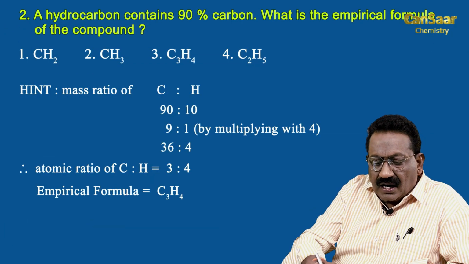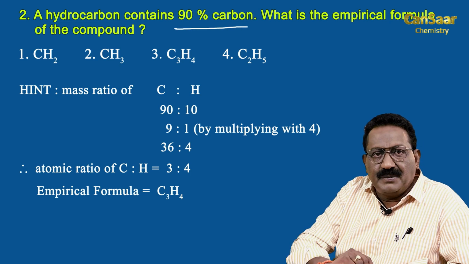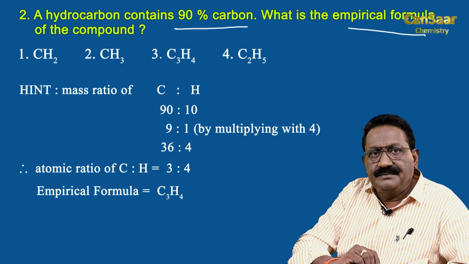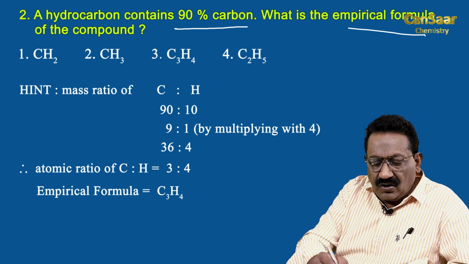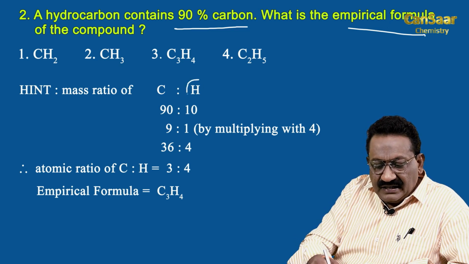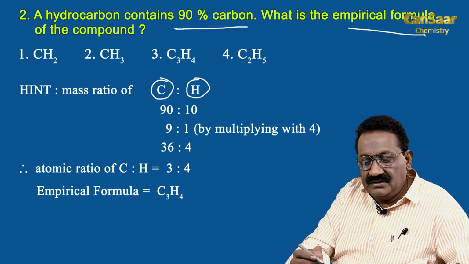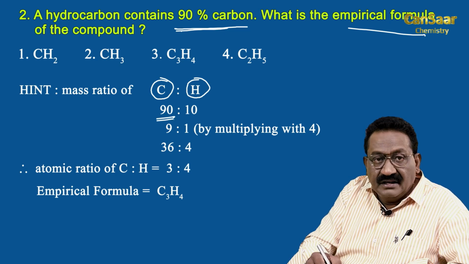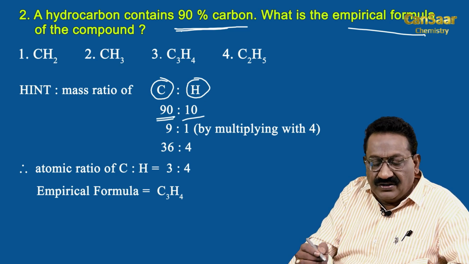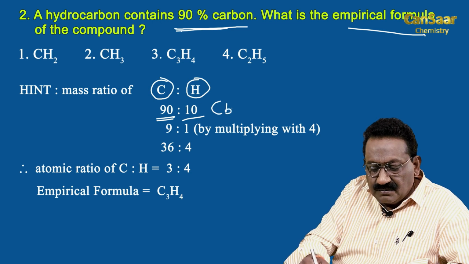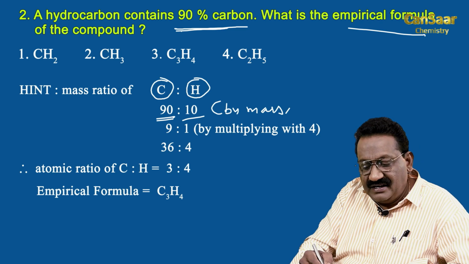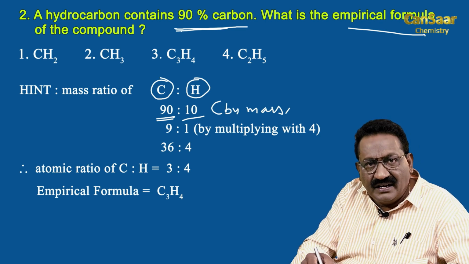A hydrocarbon contains 90% carbon by mass. Then what is its empirical formula? Here hydrocarbon means it contains hydrogen as well as carbon. So carbon percentage is 90 by mass, so carbon 90, the remaining 10% is hydrogen by mass. 90 is to 10, simply 9 is to 1.